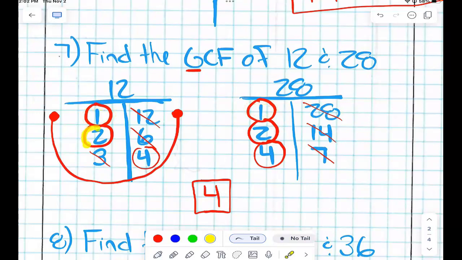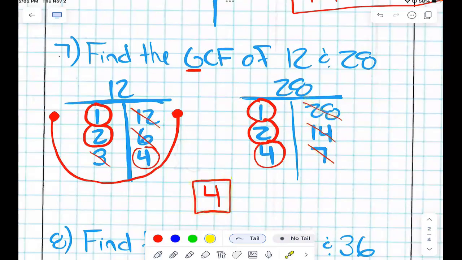Why are 2 circled? Why is 3 crossed off here? It only works in 12. It doesn't work in 28, does it? Does 4 work in 12 and 28? Yes. Does 6 work in both? No. Does 12 work in both? No. Does 7 work in both? No. Does 14 work in both? No. Does 28 work in both? No. So what's our greatest common factor?